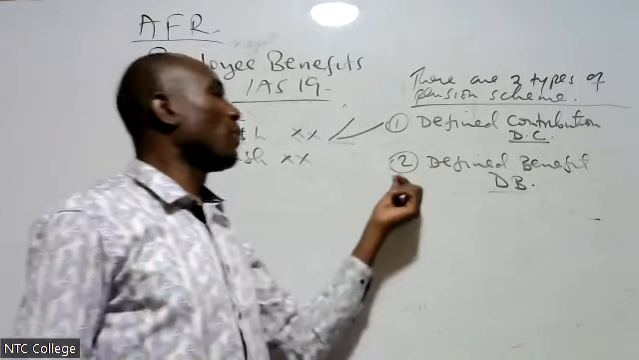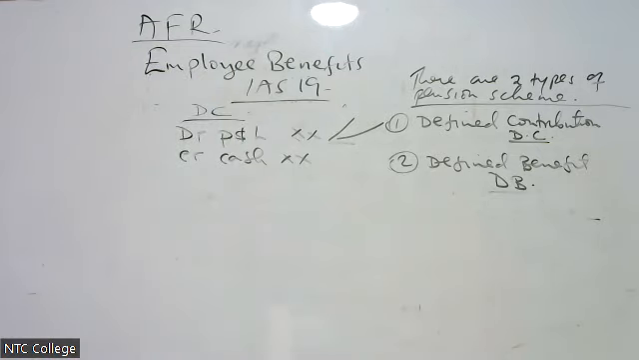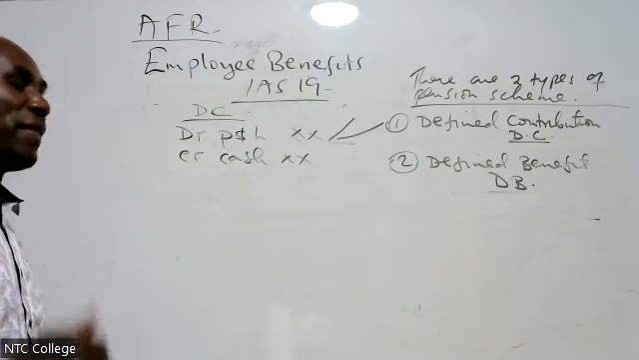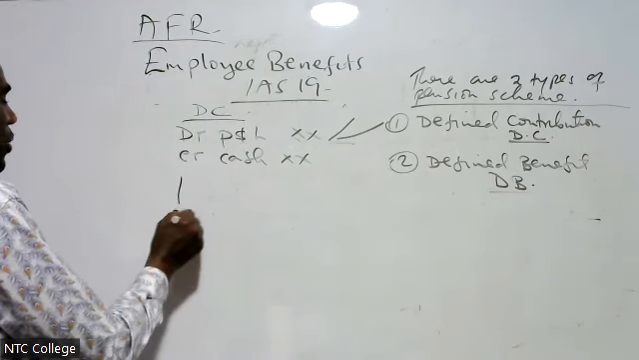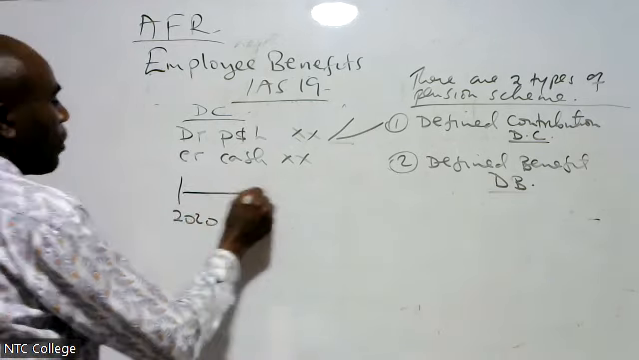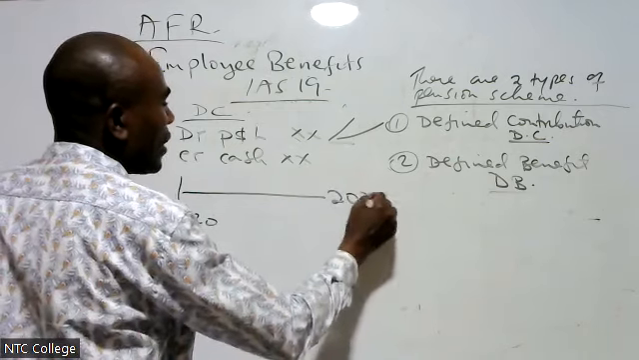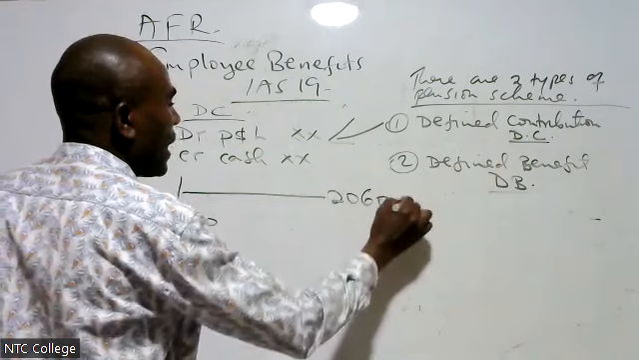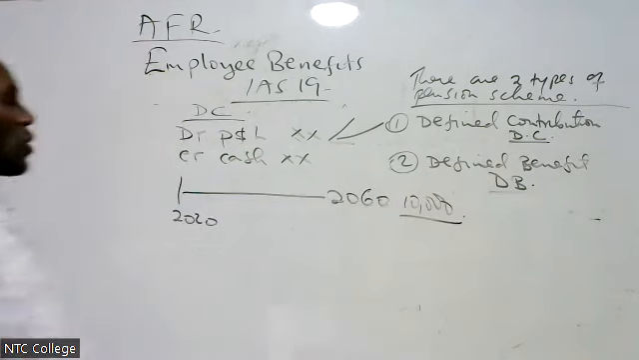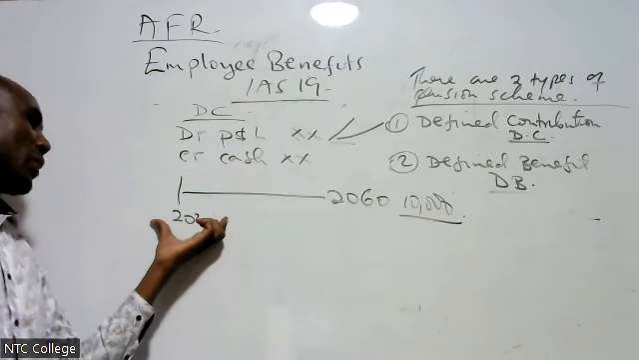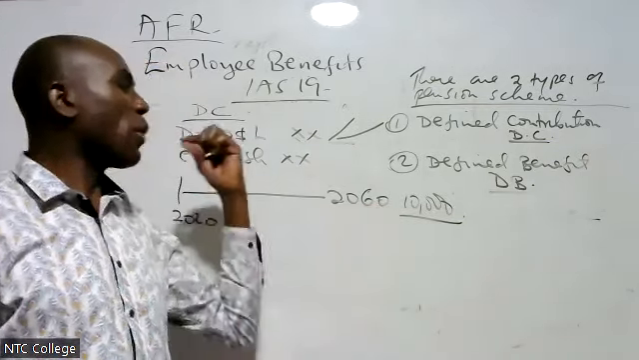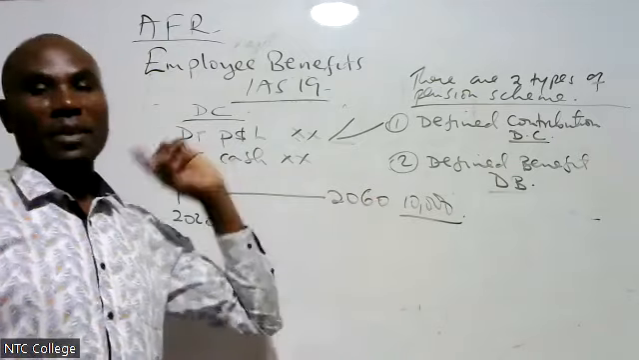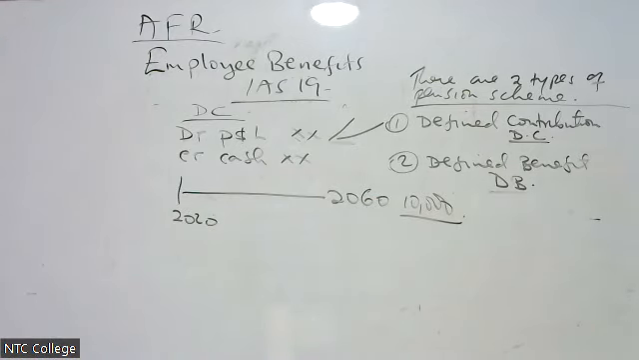But when we come to defined benefit, remember, in a defined benefit, the employer has promised you that in 2020, the employer has promised you that in 2060, I will pay you 10 million. Listen very carefully so that you understand this concept that we are putting across. Therefore, you are in 2020, but the employer is promising you that I will pay you 10 million in 2060 when you retire.